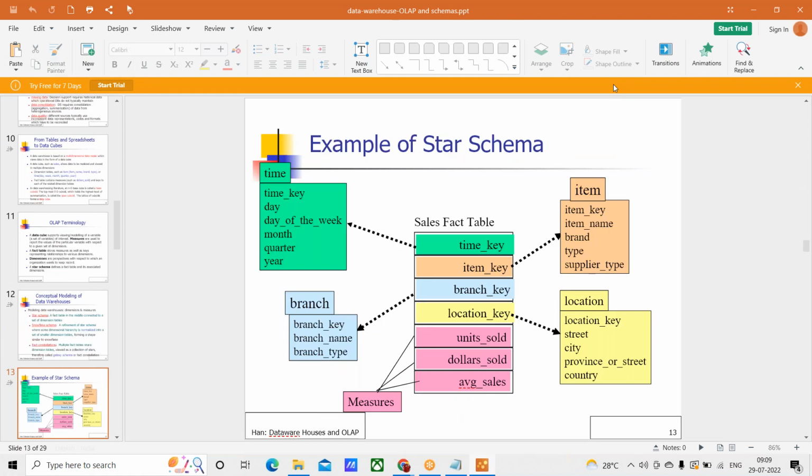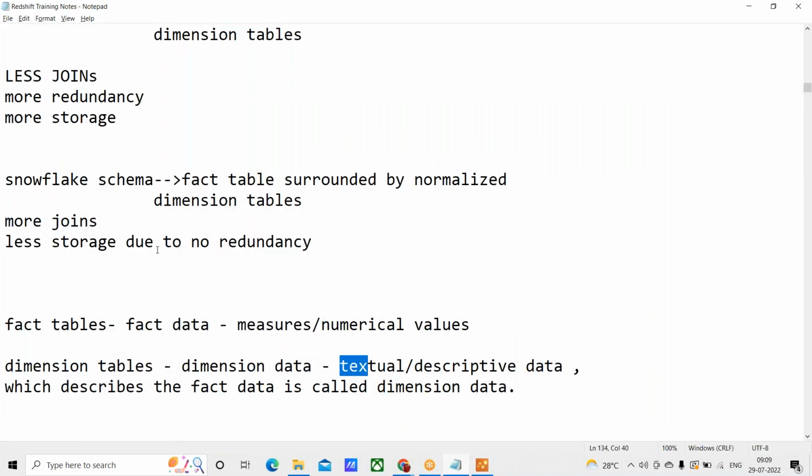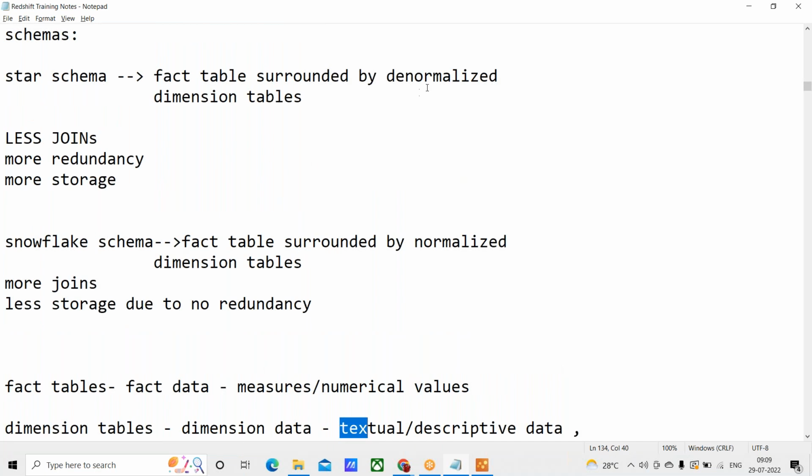See here, this is an example of a star schema. Let me tell you the definition. What does a star schema mean? A fact table surrounded by denormalized dimension tables. This is very important. A fact table surrounded by denormalized dimension tables is called a star schema.